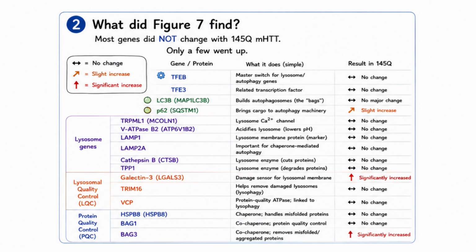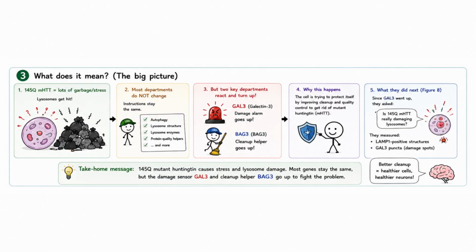Instead, in the severe 145Q condition, only very specific stress response genes spiked. LGALS3, which makes our fire alarm protein GAL3, shot way up. BAG3, a gene that tries to handle massive proteotoxic stress, also spiked. The cell wasn't entirely shutting down. It was selectively screaming for help and trying to compensate for severe damage.